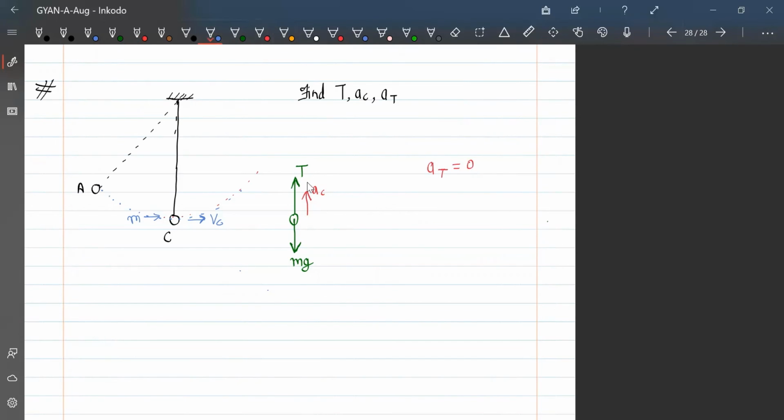Okay, what is the equation that you will write for this acceleration? Net force equal to mass into acceleration. What should be right?